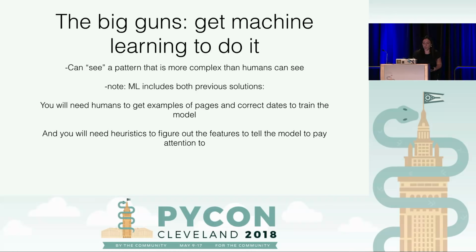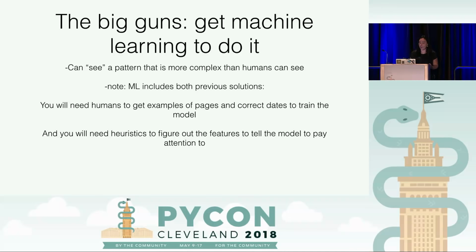Okay, well, so we get out the big guns. We could get machine learning to do it. Machine learning is cool because it can see, quote unquote, a pattern that's more complex than humans can see. And it's interesting because it also includes both previous solutions. So I'm hand-waving about this, but we're going to do what's called supervised learning. So we're going to need humans to get examples of pages and correct dates to train the model. So we kind of need someone ahead of time to give us input that we know about.